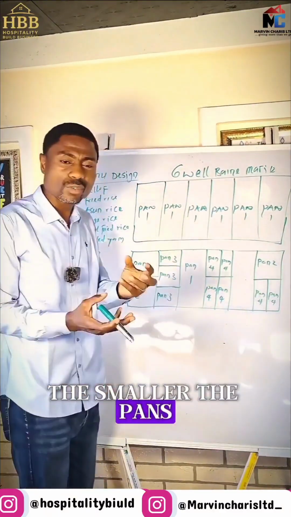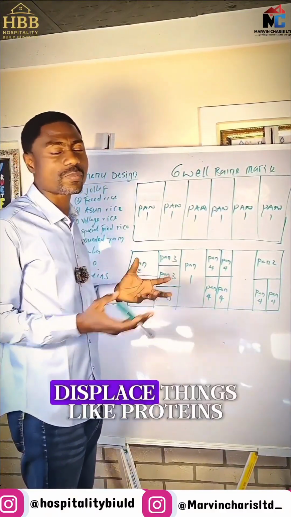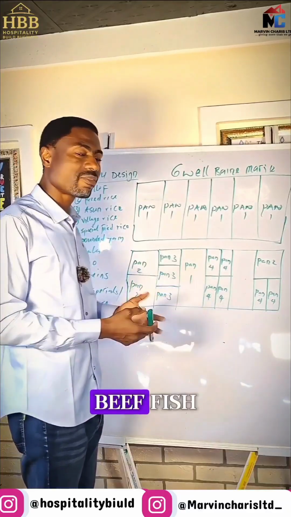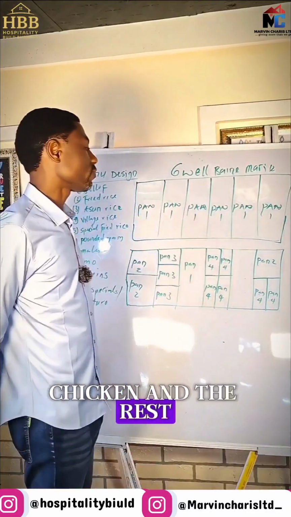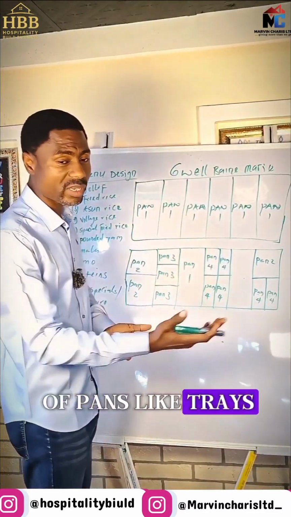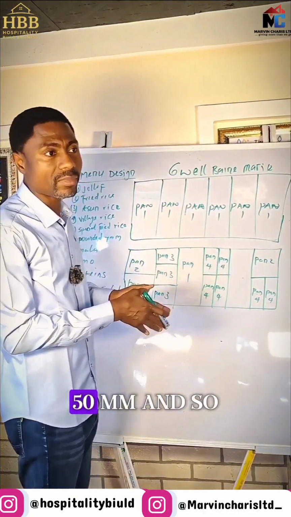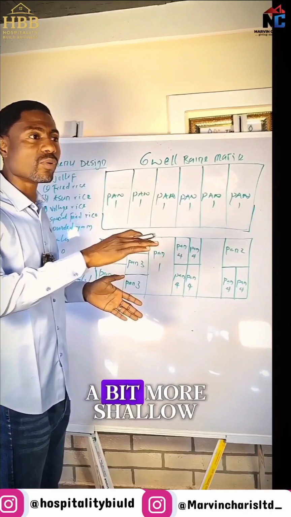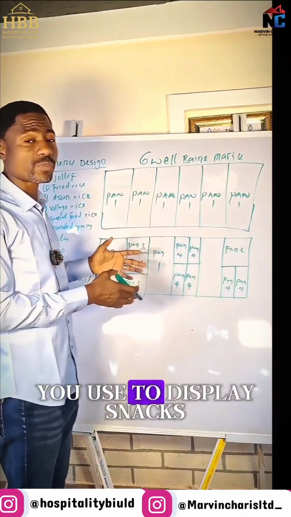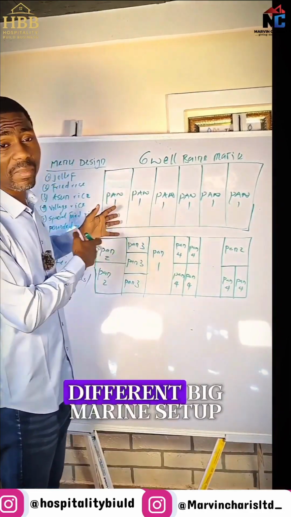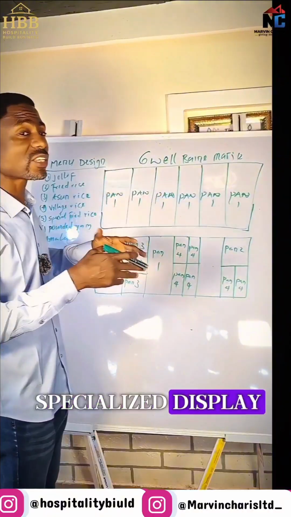The smaller the pans, you are tending towards what you use to display things like proteins, beef, fish, chicken, and the rest of them. There are other sizes of pans like trays that are not actually very deep. These pans always have a depth of about 150 mm and so on. But there are other ones that are a bit more shallow. Those are pans that you use to display snacks and the rest of them, maybe in a different Bain setup, or maybe in a specialized display that's called a snacks display.